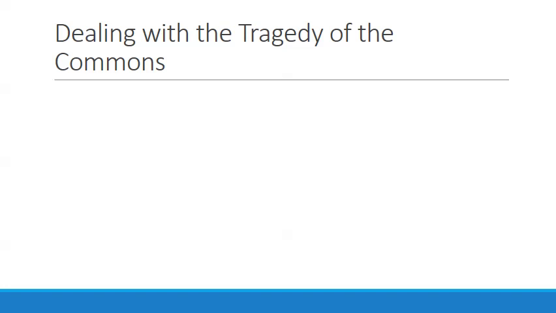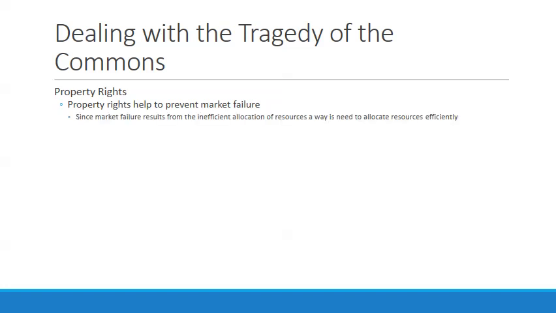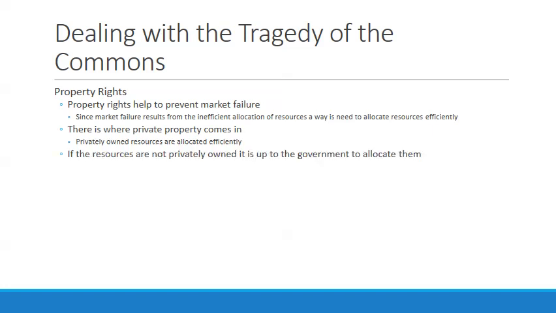So how do we deal with the tragedy of the commons? Well, one way to deal with it is through property rights. Property rights help to prevent market failure because property rights establish a price on resources. Market failure results from the inefficient allocation of resources, so we need to allocate resources efficiently. Property rights do that. This is where private property comes into play. Privately owned resources are allocated efficiently, and the reason for that is we can put a price on them.